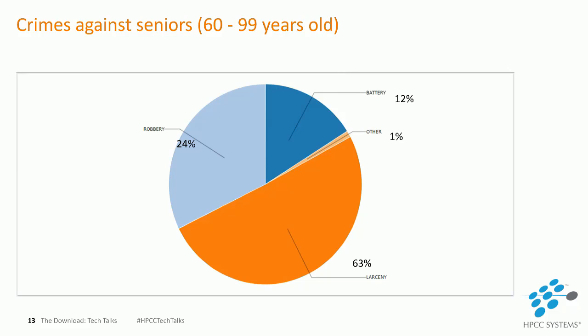In the next one, we have a pie chart about crimes against senior persons. Here we have the most common crimes against senior persons from both sexes. And as you can see, the most committed crime was larceny, showing us a less aggressive type of crime against seniors. It represents more than half of the crimes committed against seniors.